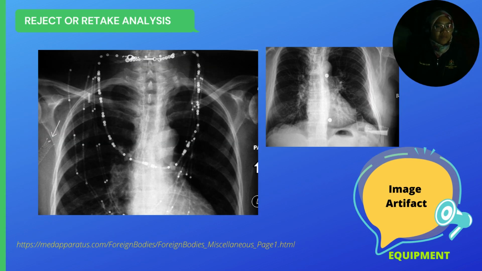Reject or retake because of image artifact. This one, the first one cannot be accepted because it appears in the region of interest, the chest area, the chain, so must be repeated. And the second one, you can see the inhaler and button here. So also in the region of interest, so we need to repeat.